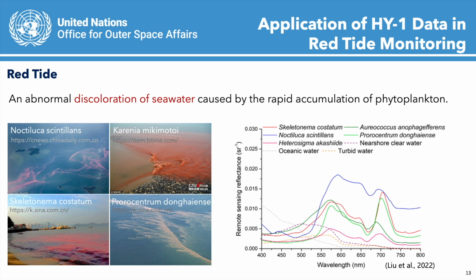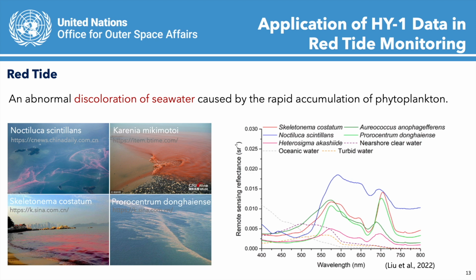On the left photo of the slides, you can see 4 typical types of harmful algal bloom species. What the images show is that different algal bloom species can exhibit very different water color anomalies. And on the right side, we have the corresponding remote sensing reflectance spectra for these species. Each spectral curve represents a different red tide organism, and you can see how the shapes differ greatly from each other.